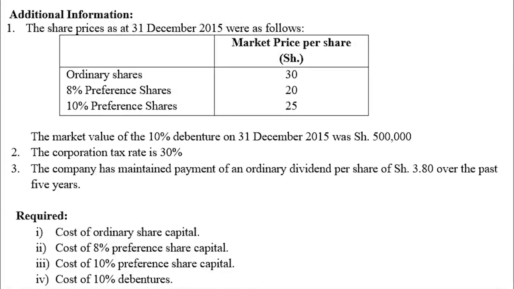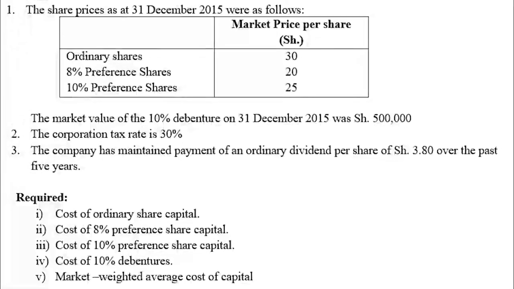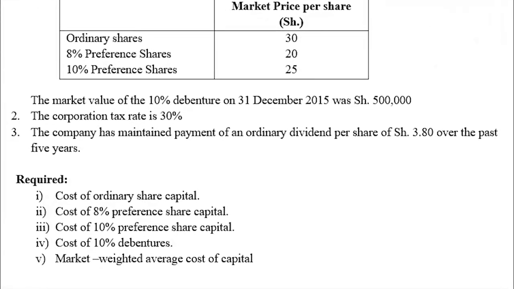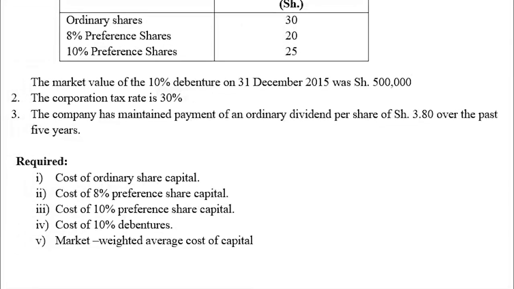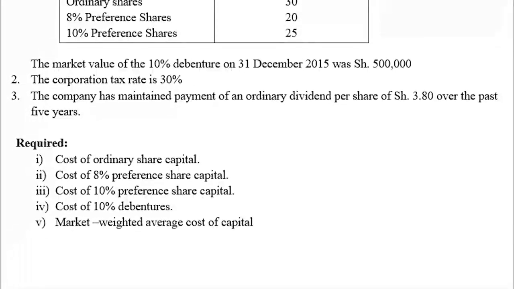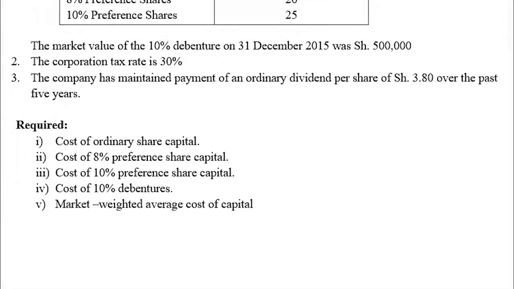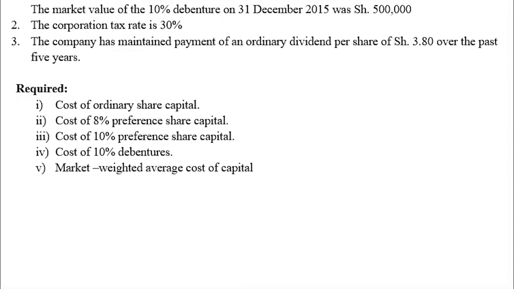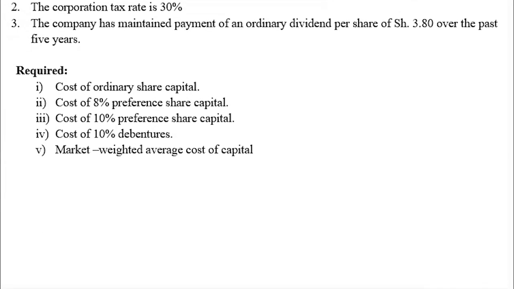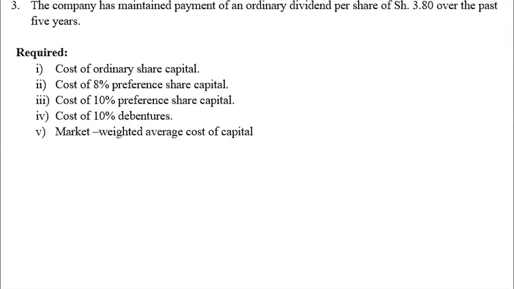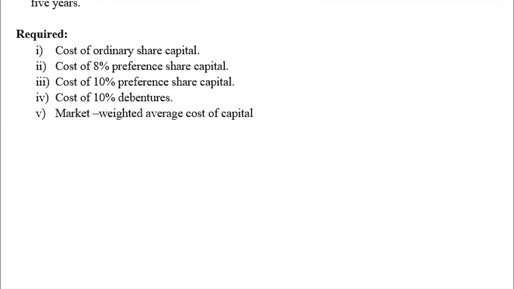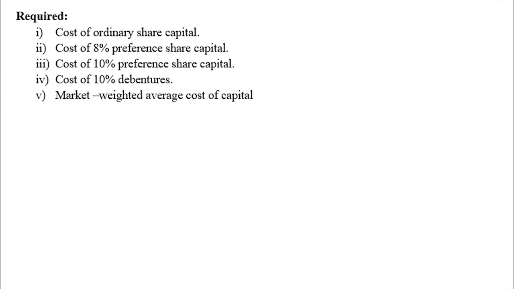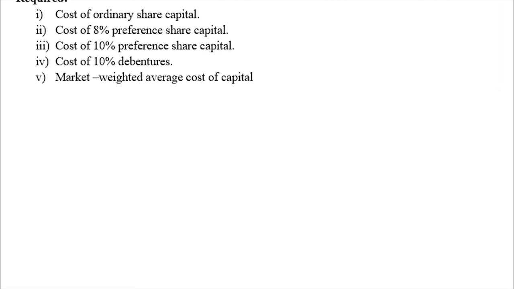Note number two, the corporation tax rate is 30%. Number three, the company has maintained payment of an ordinary dividend per share of 3.8 shillings over the past 5 years. Required. One, compute the cost of ordinary share capital. Number two, the cost of 8% preference share capital. Number three, cost of 10% preference share capital. Number four, cost of 10% debentures. Then lastly, weighted average cost of capital.